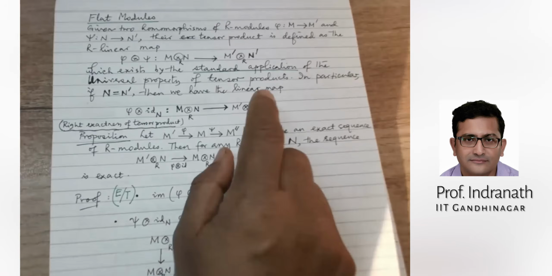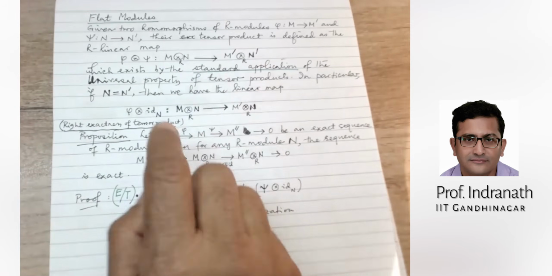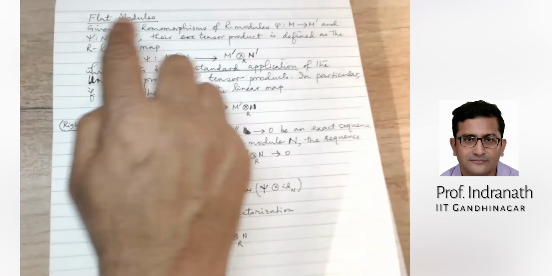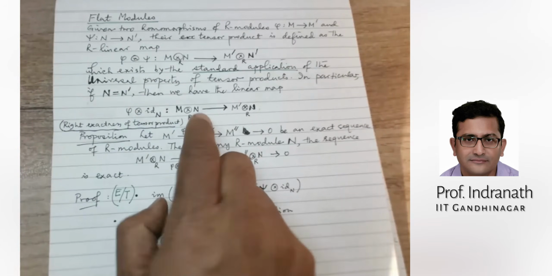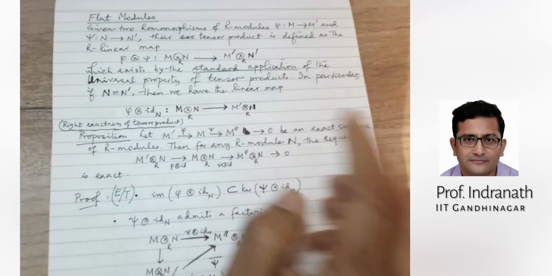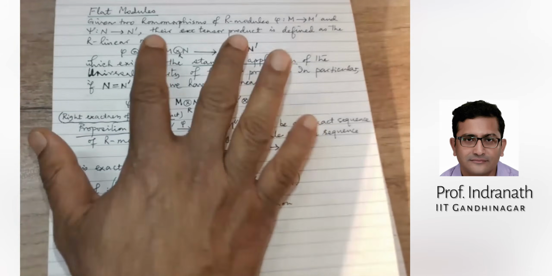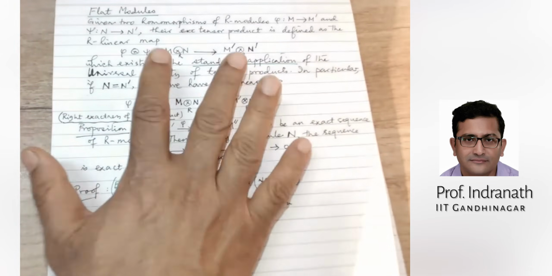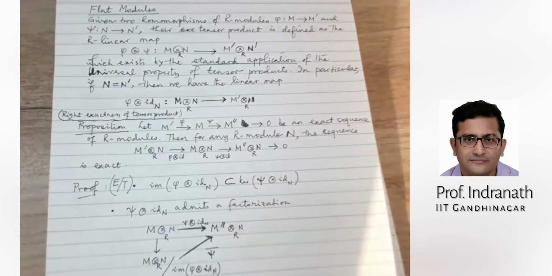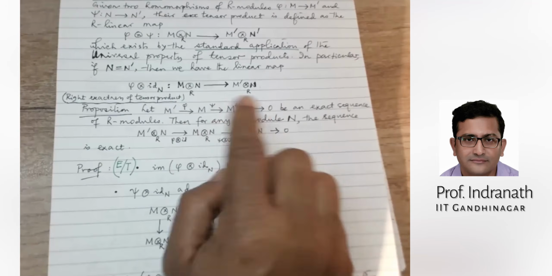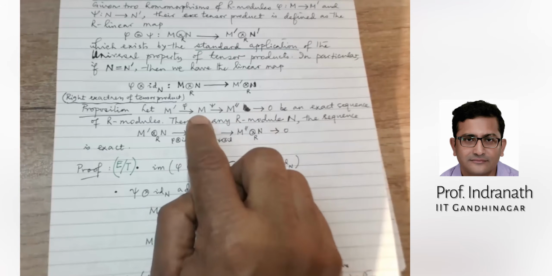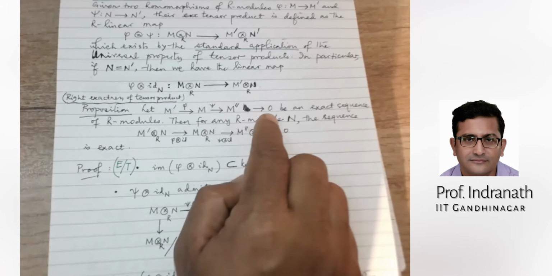Fine. And in particular, if you have N equal to N dash, then you can take your psi to be the identity map. And then this map is phi tensor identity on N, going from M tensor N to M dash tensor N. So this part, I'm sure it's clear to you why this map exists, that is by the universal property. Okay. Now, this is also a very standard property of the tensor product, namely the right exactness. This is how it is called.